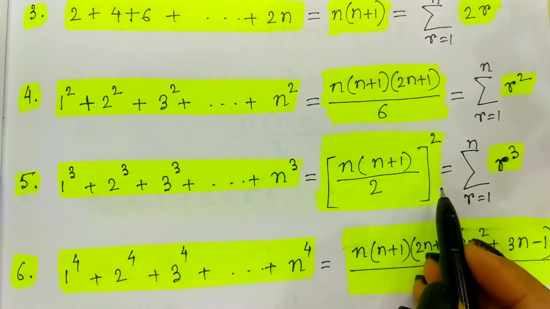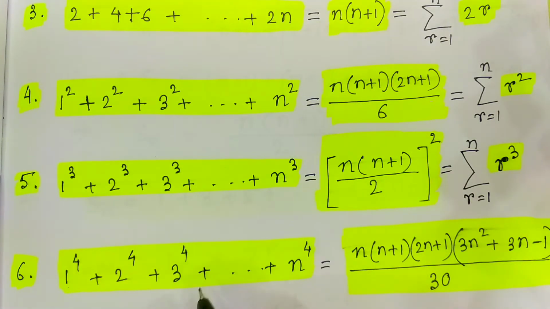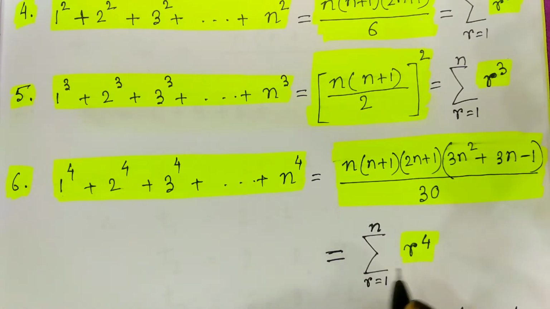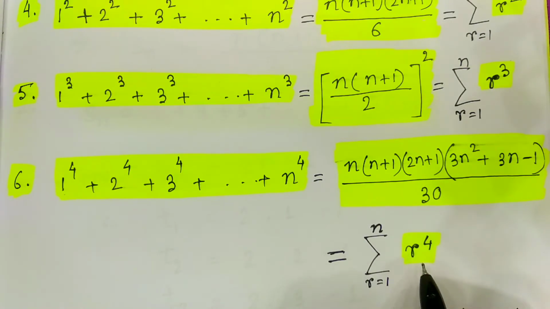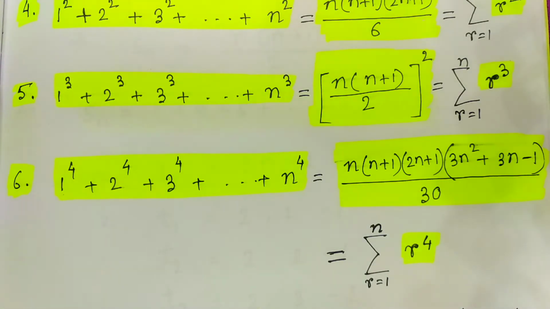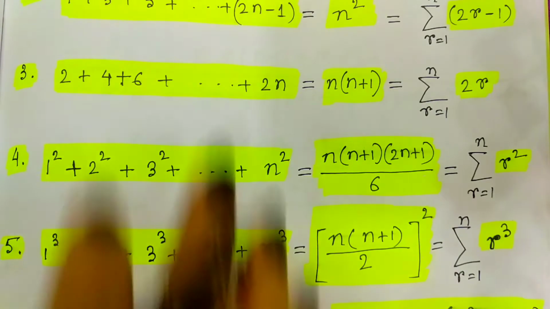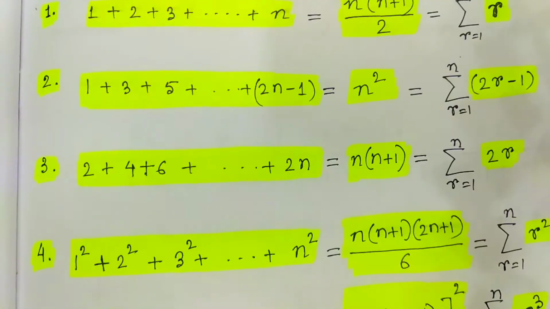For this one, r cube representing the entire series, and for the last one we will get r to the power 4 as the general term, then we can find out the entire series. The results of these series we always consider as formulas, but here we shall prove them, so that we may get an idea about how to prove any series for the corresponding Sn. Usually we use these series results as formulas.